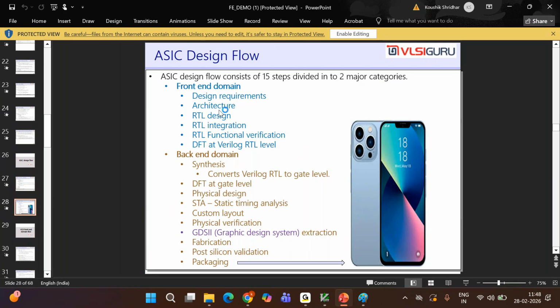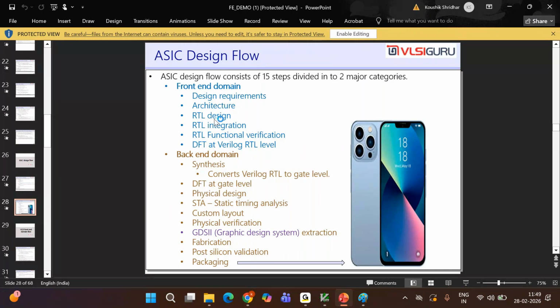Like how a house architect develops the plan on paper, similarly, the SoC architect or VLSI architect will take the requirements and develop a plan, saying what blocks are to be chosen, how they are to be placed, how much power they consume, all those things. The architect will come up with a plan.